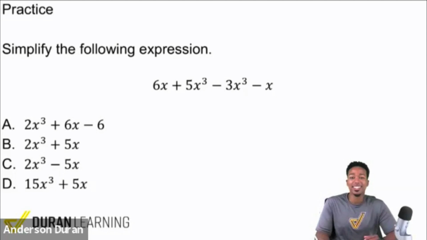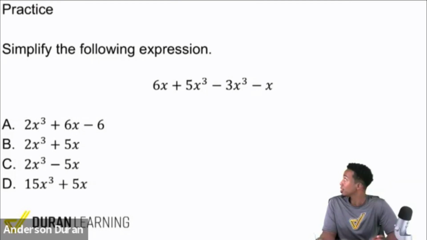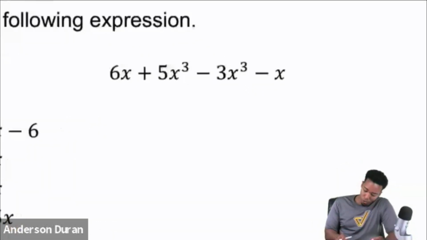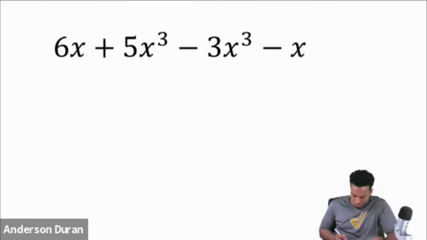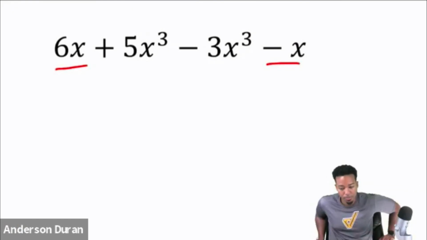All right, let's check it out. So we got 6x plus 5x cubed minus 3x cubed. And then we have a minus x. Okay, so let's check out those like terms, starting off with those like terms. Everybody, are 6x and negative x here like terms?